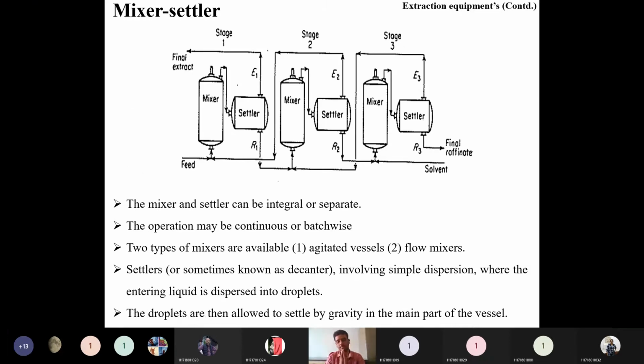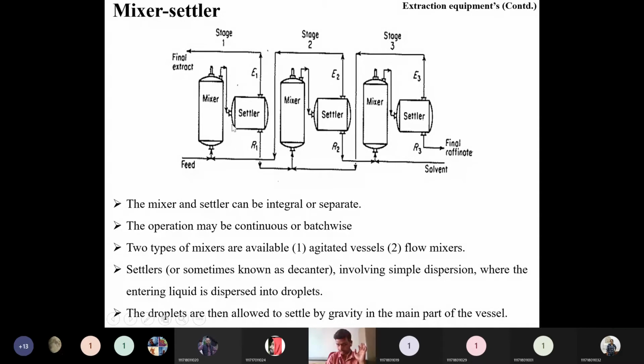So what is this mixer settler? If you see here, some agitator will be there. Inside this mixer, the intimate contact between the two phases is brought about from the feed and solvent. After coming into intimate contact, the mixture is dropped to a settler unit. This mixing plus settling completes one stage. After settling, due to the density difference, the two phases will be separated. Instead of settler, we can call it a decanter. In this decanter, two layers will be separated.